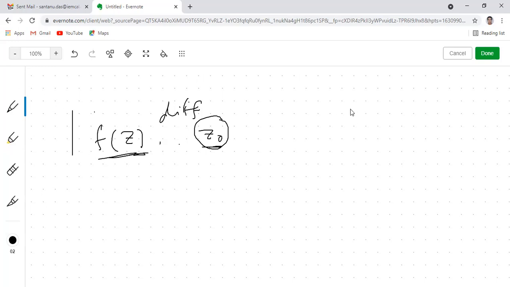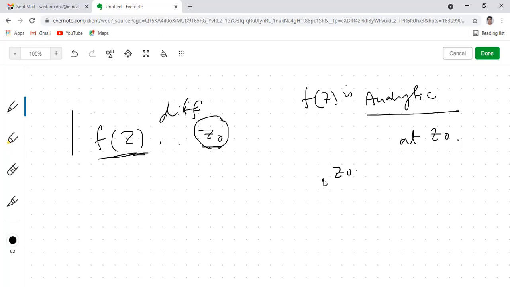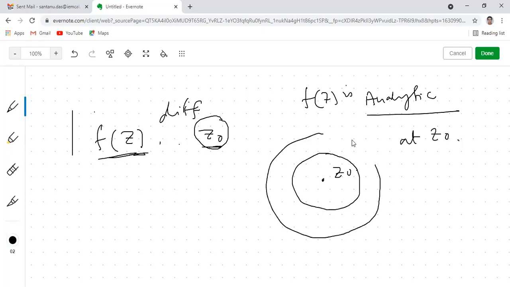But we can actually provide this assurance if I know that the function f(z) is analytic at z0. What does it imply? So f(z) is analytic at z0 means not only at the point z0, but we can consider any arbitrary neighborhood around the point z0, and the function f(z) is differentiable at z0 as well as at all other points which are inside that neighborhood.